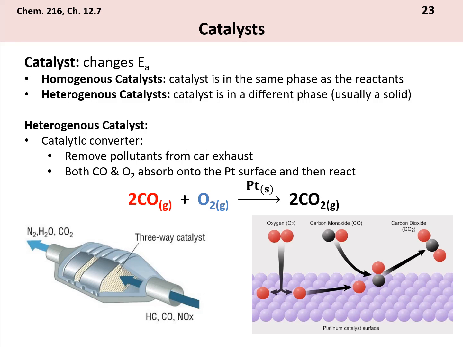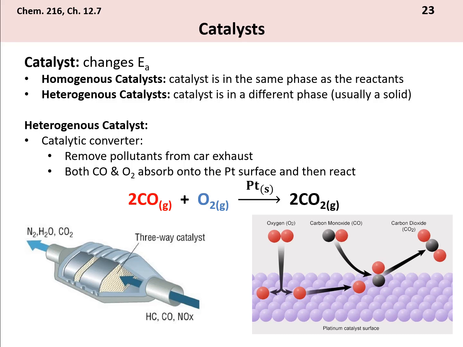We also have heterogeneous catalysts. Heterogeneous catalysts are when we have things in different phases. Okay, for instance, catalytic converters, which I mentioned a few times, they remove pollutants from our car exhaust. One of these pollutants is CO, right? CO is bad because when we breathe it in, it bonds to our red blood cells, which means they can't bond to O2, and we need O2 for life, all right, to live.